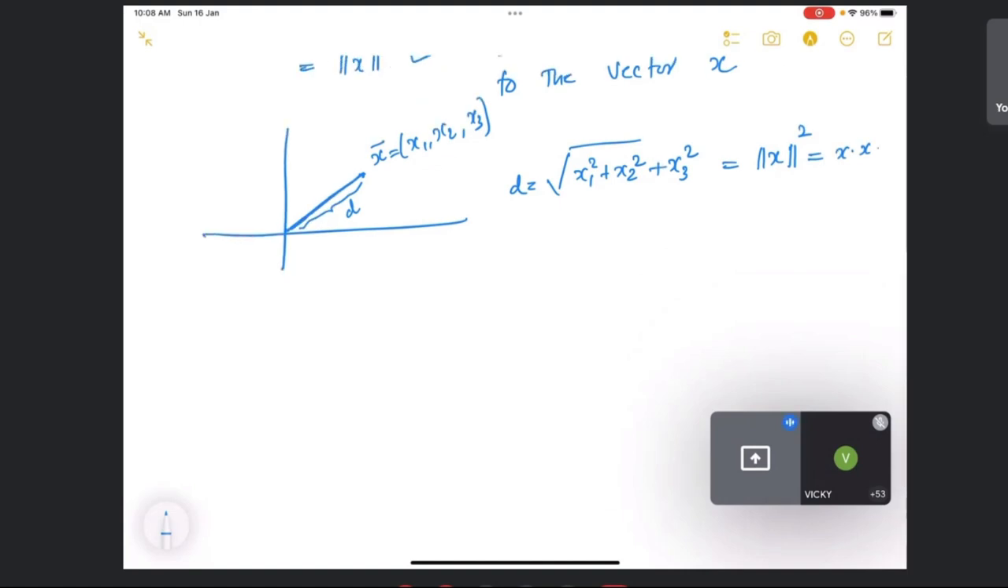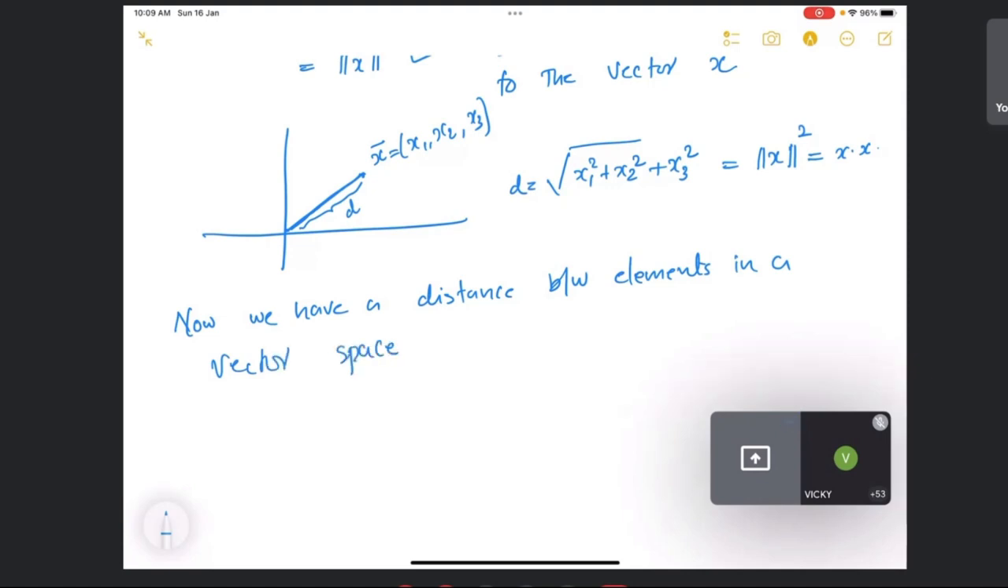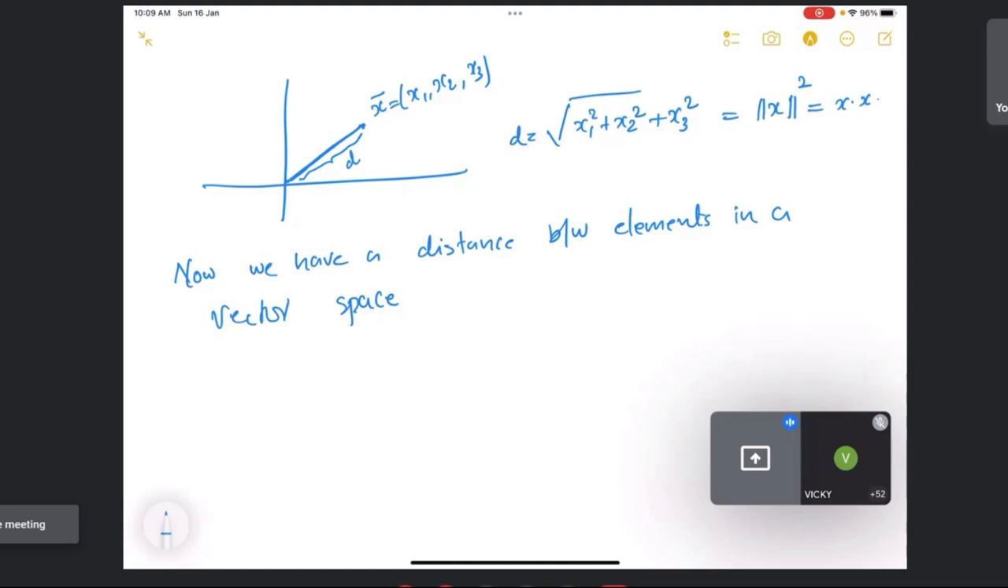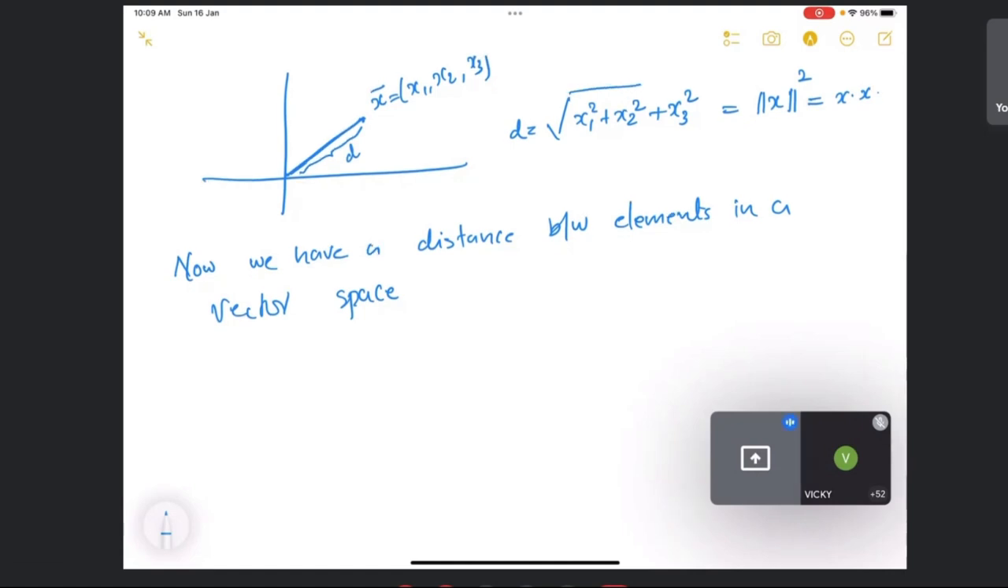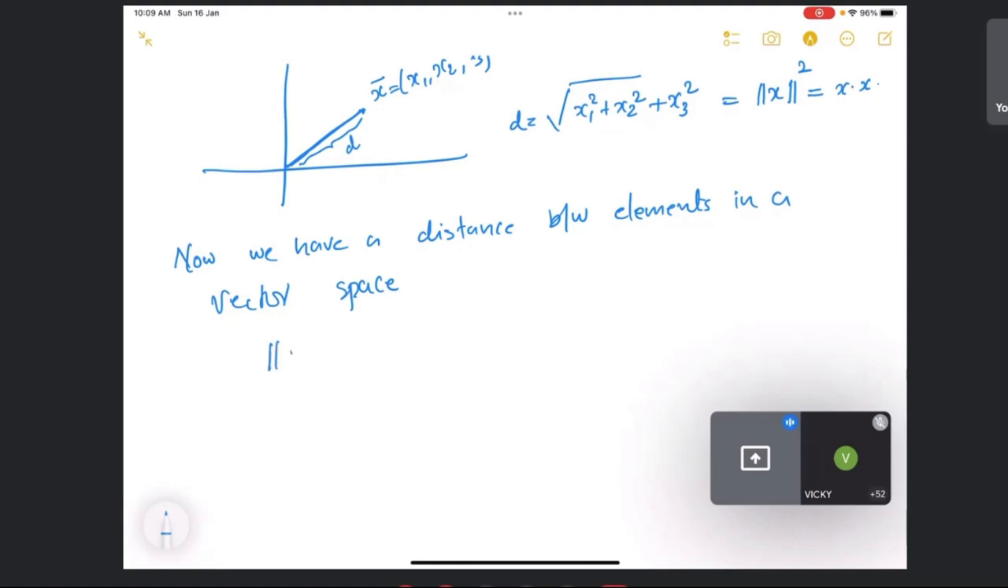So now we are in a position where we have a distance between elements in a vector space. I gave you an example of how to calculate the distance from 0 to a vector x. Now you can compute the distance between two vectors. If you have x and y, then the distance between x and y will be the norm of x minus y.